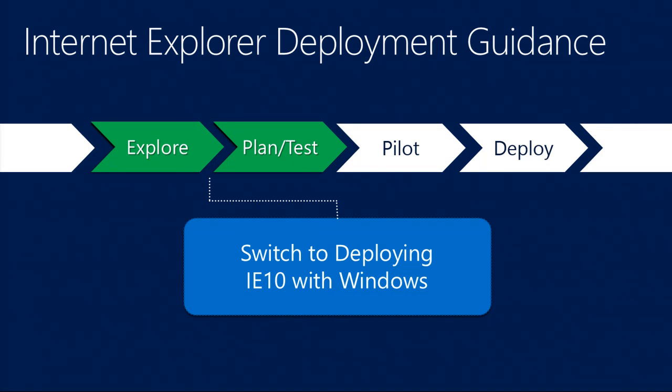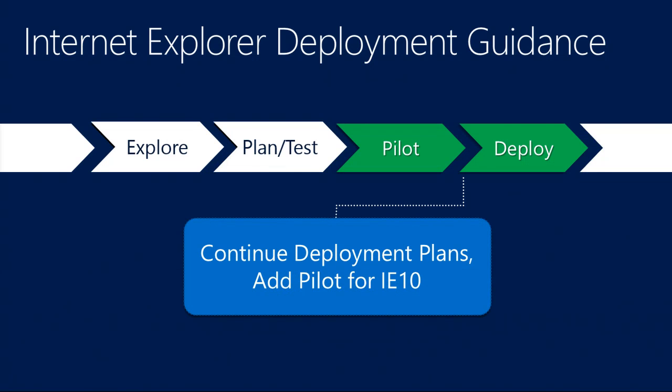Internet Explorer deployment guidance. If you're relatively early in your deployment, if you're still exploring, planning, testing, it may make sense to switch to deploying IE10 with Windows, whether that's Windows 7 or Windows 8. If, however, you're later in the cycle, if you're already deploying Windows 7, say, with Internet Explorer 9, I would suggest continuing to deploy Windows 7 with IE9, and in parallel, start testing IE10. You may find that a lot of the remediation, the steps that you took to make sure that your web apps were compatible with IE9 may translate to IE10.